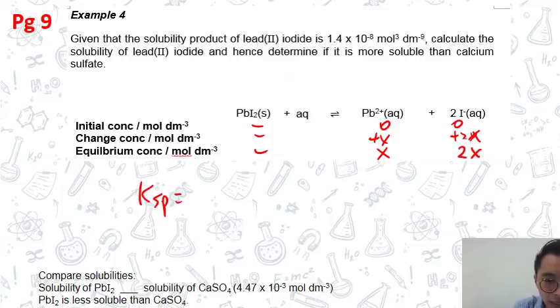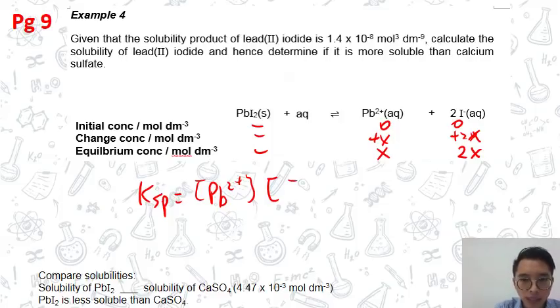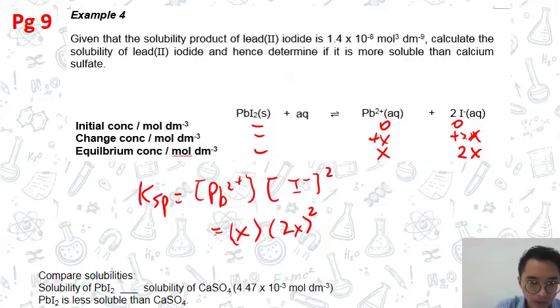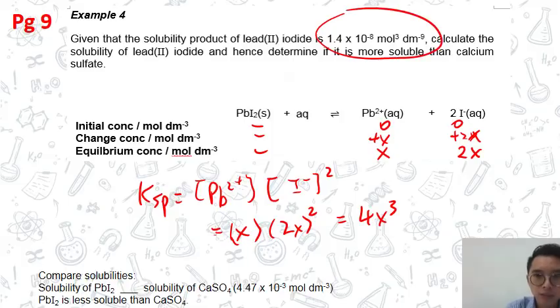KSP is the concentration of Pb2+ multiplied by the concentration of I minus squared, which is equal to x times 2x squared, which will be equal to 4x cubed. Okay? KSP is this value. So 1.4 times 10 to the power minus 8 equals 4x cubed.